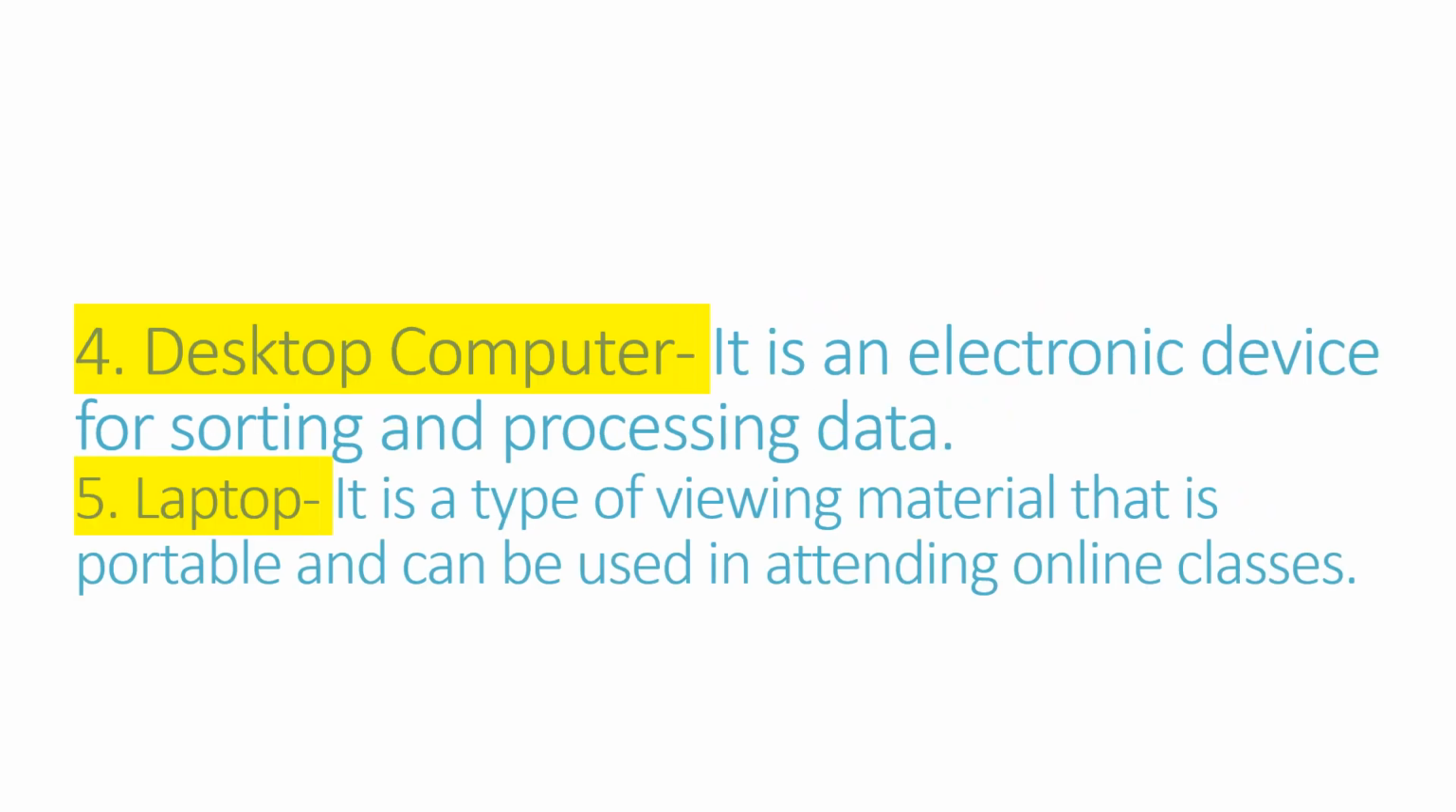Next is the desktop computer. It is an electronic device for sorting and processing data. Number 5 is the laptop. It is a type of viewing material that is portable and can be used in attending online classes. It is portable because you can use it anytime and you can bring it anywhere. Okay, now these are the 5 digital viewing materials.